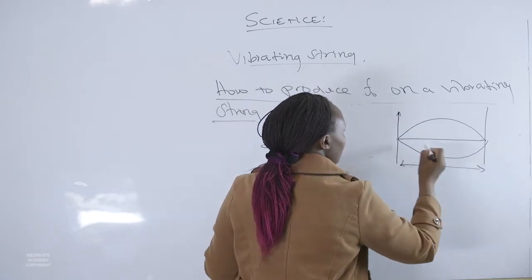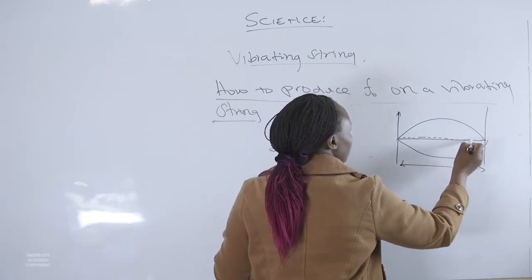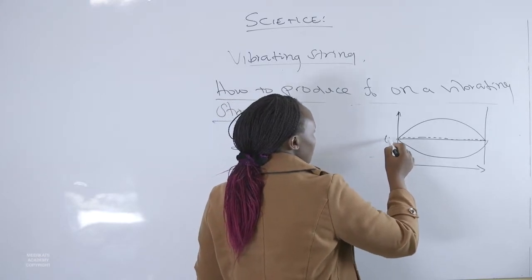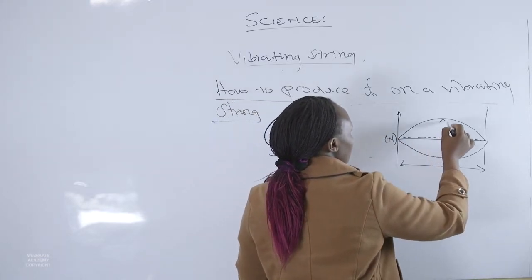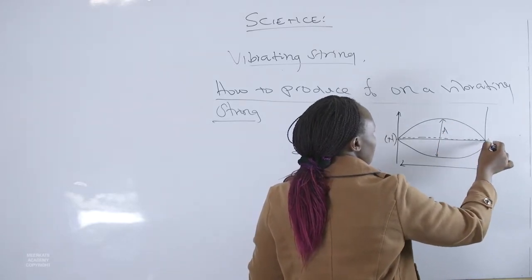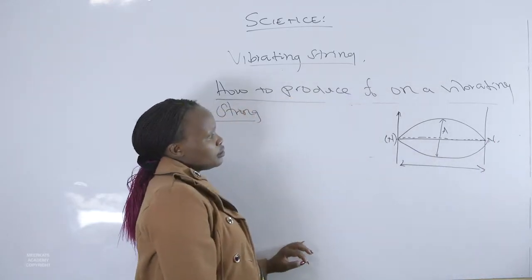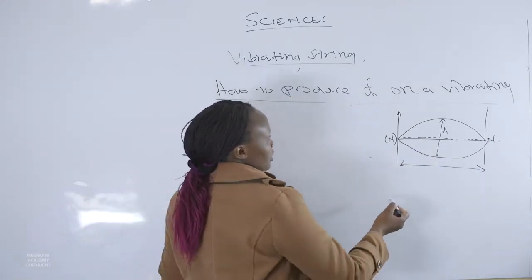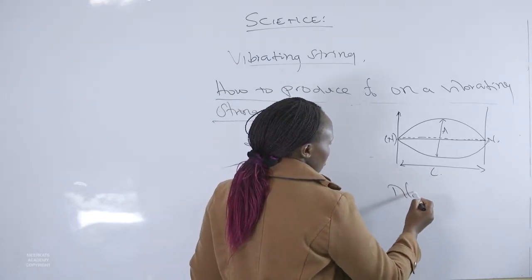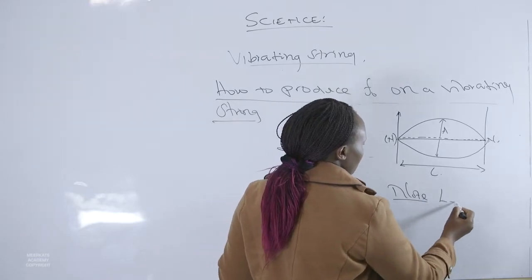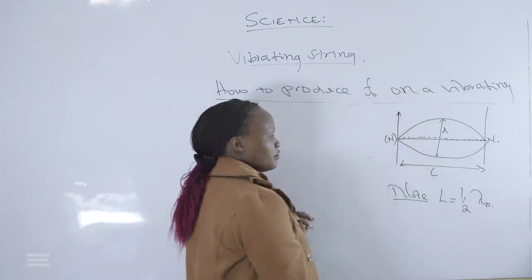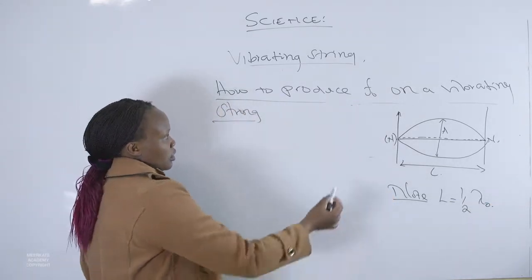L. We have our stationary wave there. Then we have the nodes, areas of minimum displacement. We have the antinode at the center. Again, we have a node at the end. This length, we call it L. And then we note that L is actually half a wavelength, half of the fundamental wavelength.